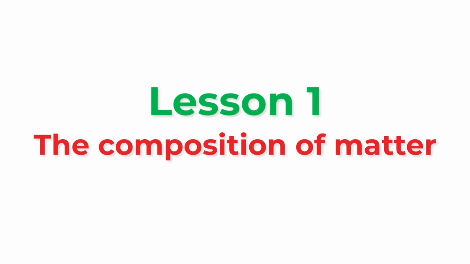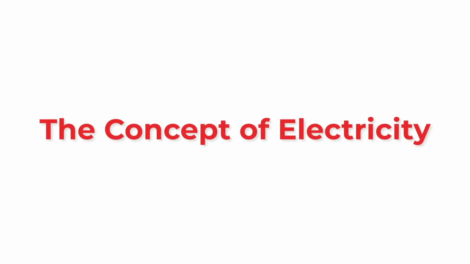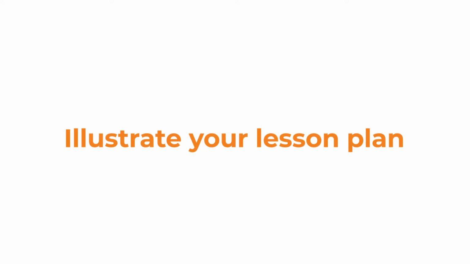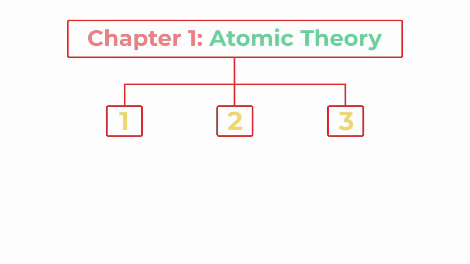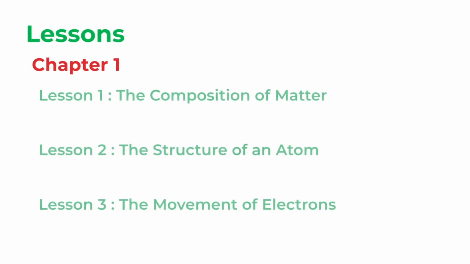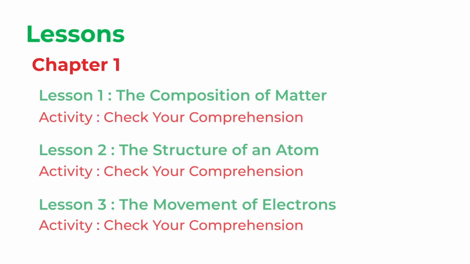To start this lesson off, we need to have an idea of the concept of electricity. We're going to take each chapter and break it down into smaller parts so that it becomes easier to understand. These smaller parts I call lessons. So chapter 1 will have 3 lessons, and after each lesson I do a quick check. I call it a comprehension check, just to see if you understand the lesson. And this is how we're going to tackle each chapter.